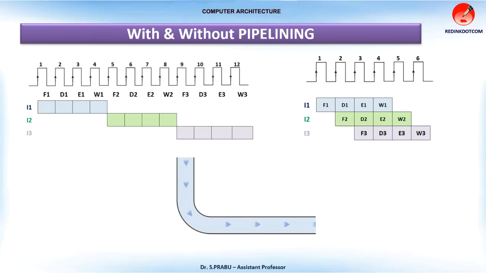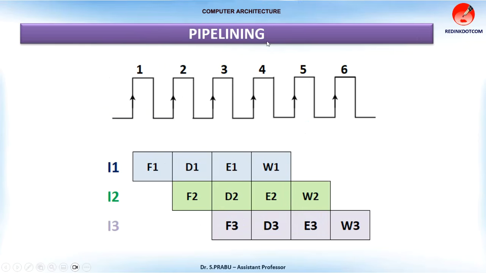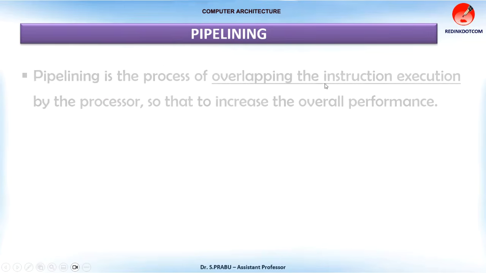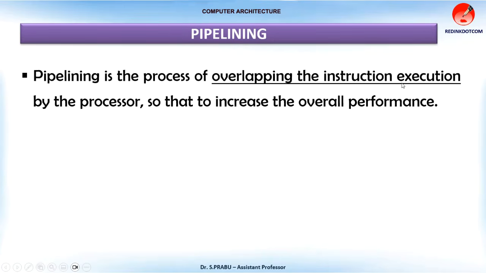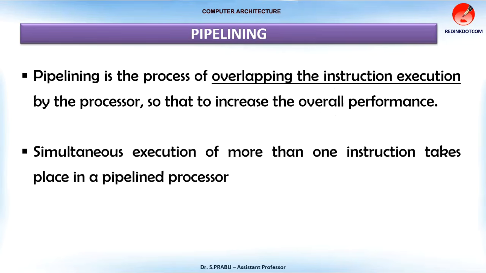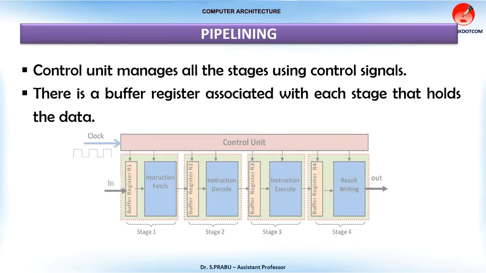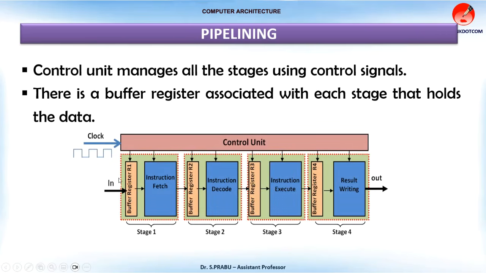It looks like water droplets flowing inside a pipeline. So this concept is named the pipelining process. Here the instructions are overlapped. So let's define what pipelining is. It is nothing but overlapping the instruction execution so that we can increase the performance of the processor. At a particular instance, more than one instruction can be executed by the processor. To achieve this, we have to include some extra mechanism called buffer registers, which are present in all the stages to manage this parallel processing.